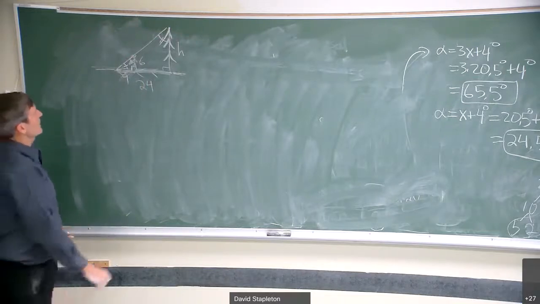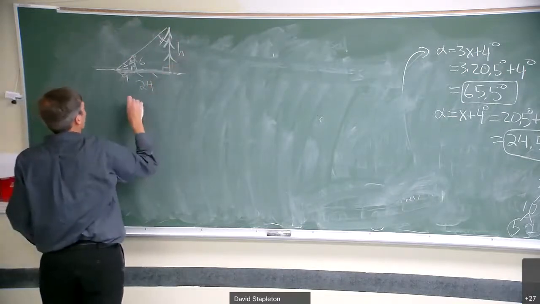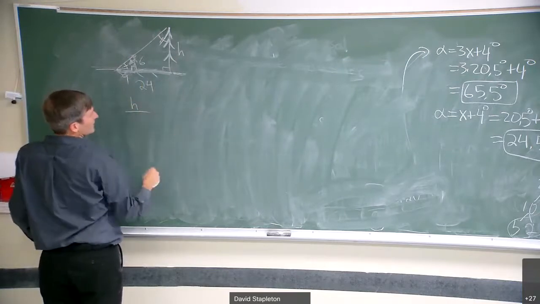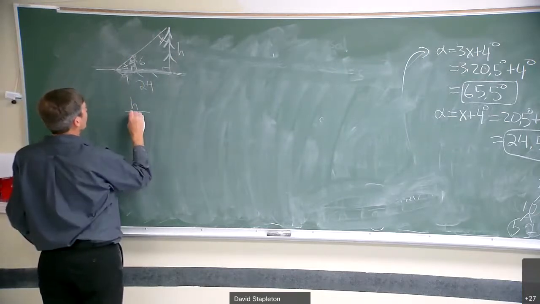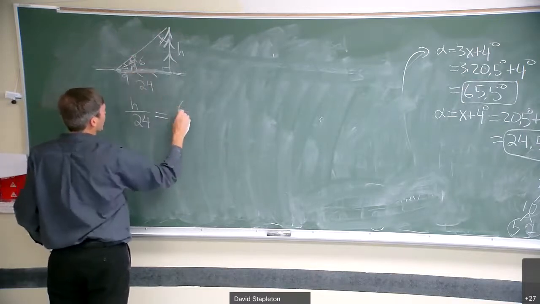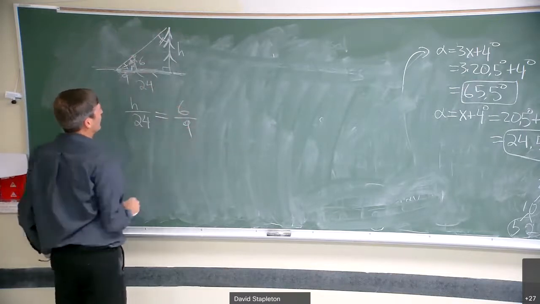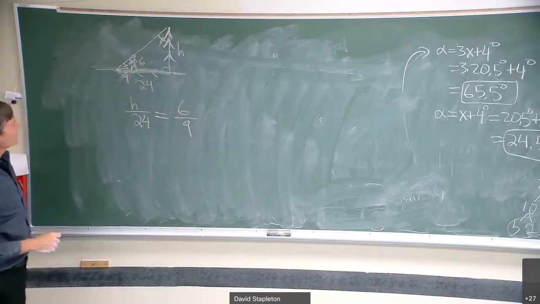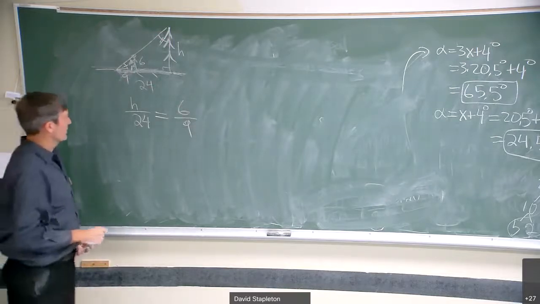Now I make a nice ratio. I'll say this side is to this side by the similar triangles theorem. H is to 24 as 6 is to 9. There we go. And I can solve that without even going to trigonometry, by similar triangles.